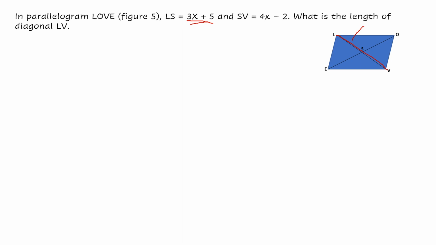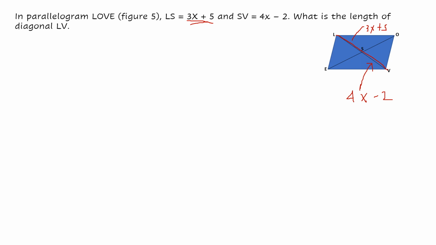So 3x here, 3x plus 5, and SV here is 4x minus 2. But since in a parallelogram, the diagonals bisect each other, therefore, LV is divided into two equal parts.